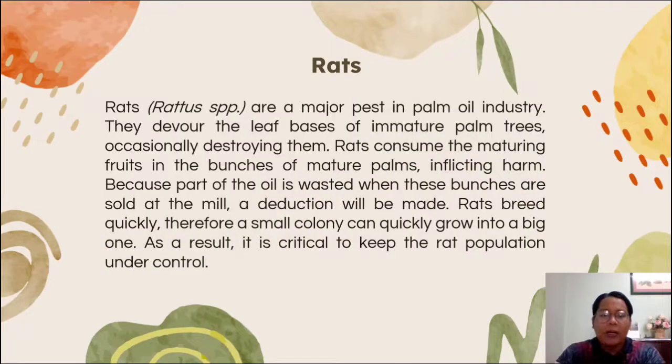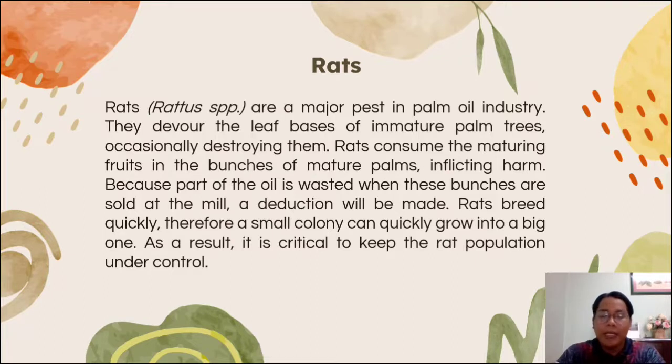Rattus spp., also known as rats, are a major pest in the palm oil industry. They devour the leaf bases of immature palm trees, occasionally destroying them. Rats consume the maturing fruits in the bunches of mature palms, inflicting harm on the tree. Because part of the oil is wasted when bunches are sold at the mill, a deduction will be made, and this will cause the oil palm plantation to suffer yield loss.